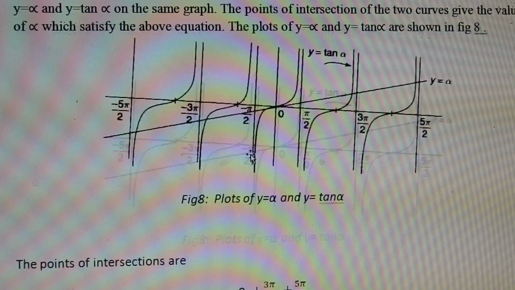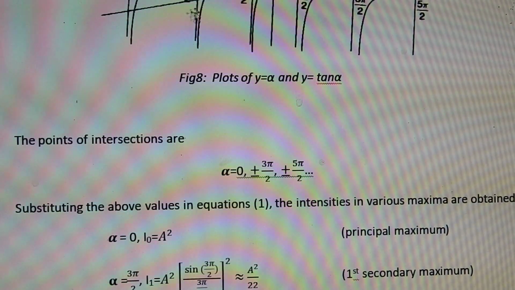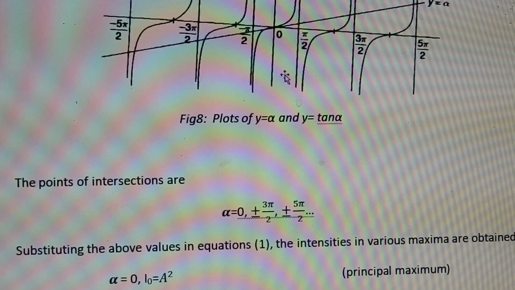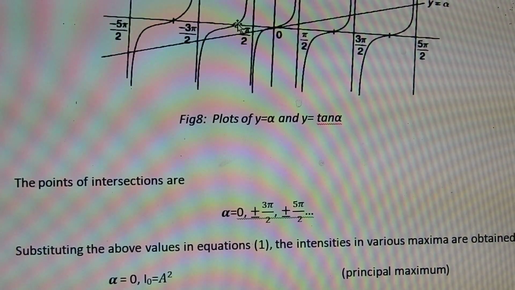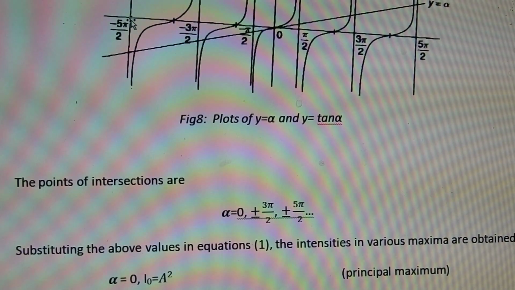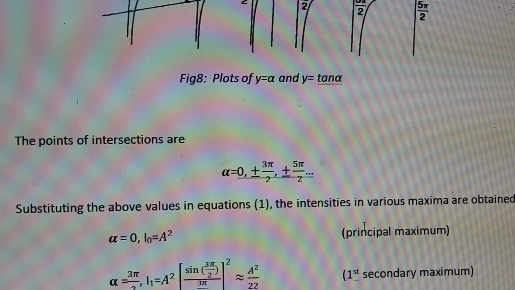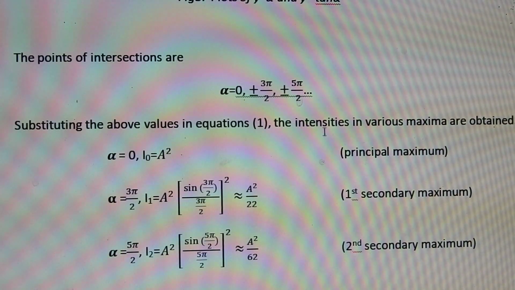So you can write here, alpha is from this one, alpha is equal to 0, 0 minus pi by a. Here this is over 0 now. Here the curve is touching that intersecting point. Now it is pi by a. It is 3 pi by a, 5 pi by a, like that it is there. Substituting the values in equation 1.